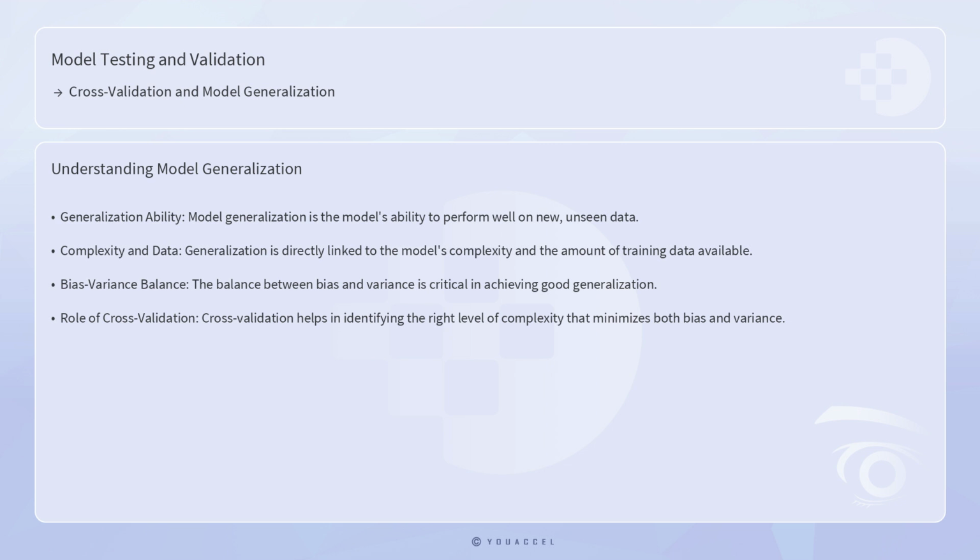Bias refers to the error introduced by approximating a real-world problem, which might be complex, by a simplified model. Variance refers to the error introduced by the model's sensitivity to small fluctuations in the training set. Cross-validation helps in identifying the right level of complexity that minimizes both bias and variance.